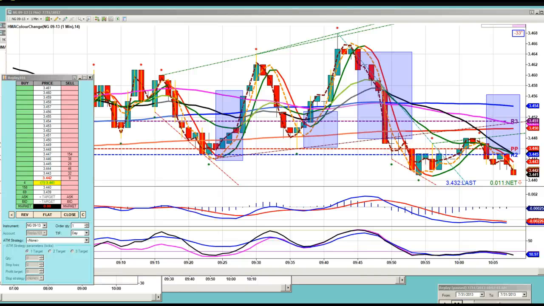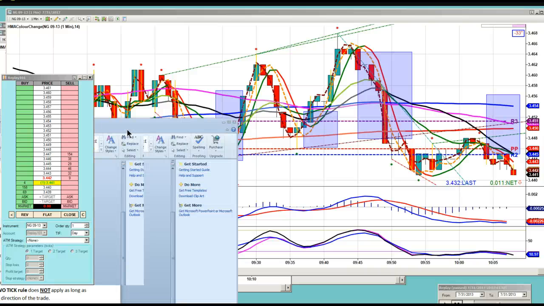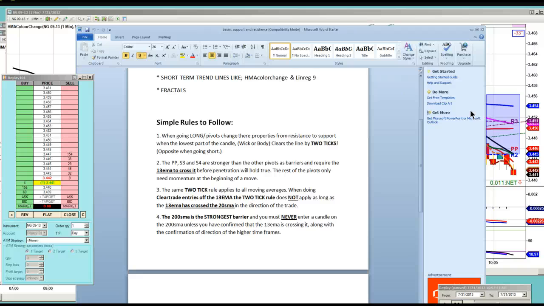It's a concrete floor. What's the rule for concrete floors? Remember our document? What's the rule for concrete floors? The PP, the S3, and the S4 are stronger than other pivots as barriers and require the 13 EMA to cross it before penetration will hold true. The rest of the pivots only need momentum and a beginning of a move. Yeah?